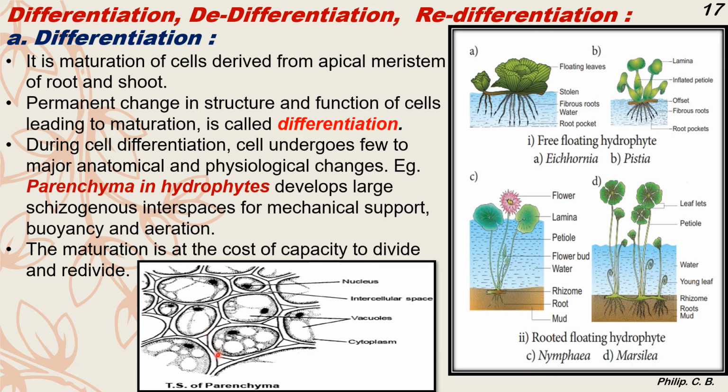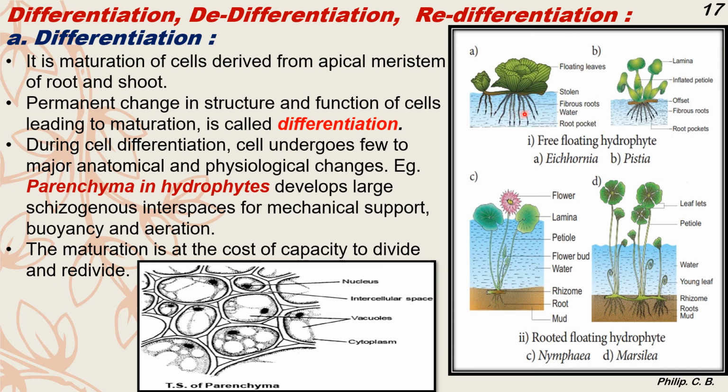So here you can see TS of parenchyma, that is transverse section: the nucleus of the parenchyma cell, the intercellular space, vacuoles and cytoplasm. Here we can see the image which I added, the examples given in the text, that is free floating hydrophyte. So here you can see the parenchyma and hydrophyte. I have posted the image of Eichhornia and Pistia. You can see both plants floating in water.